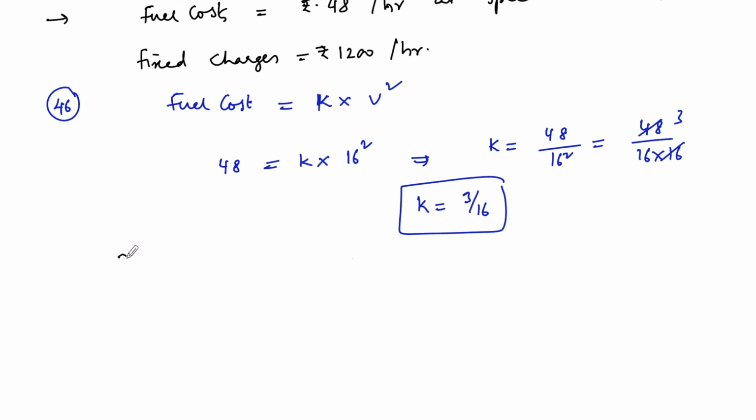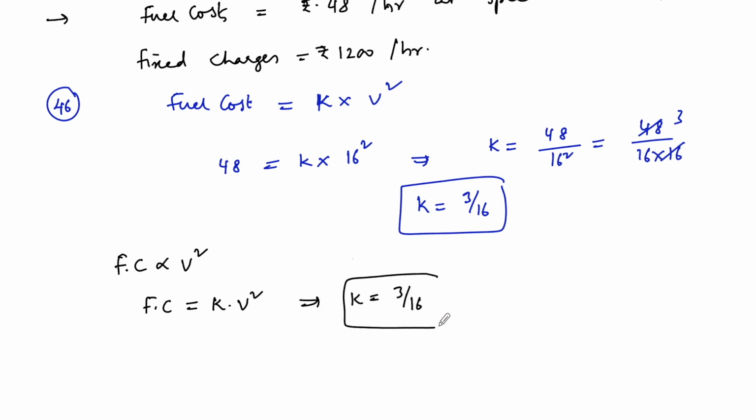So here fuel cost is proportional to square of the speed, and if fuel cost is equal to proportionality constant k into v square, so we got k is equal to the proportionality constant 3 by 16. So this is proportionality constant.